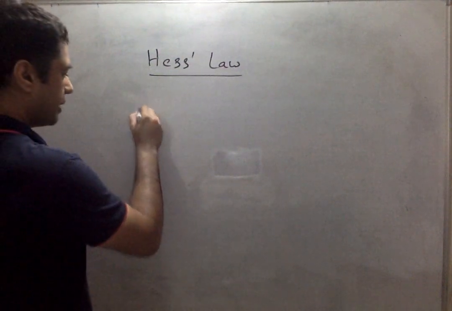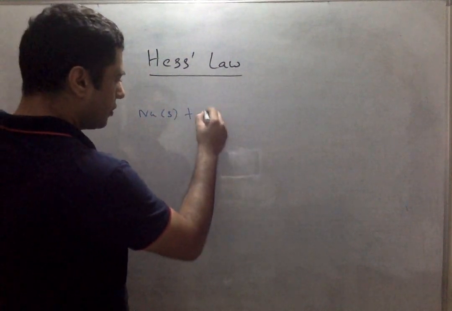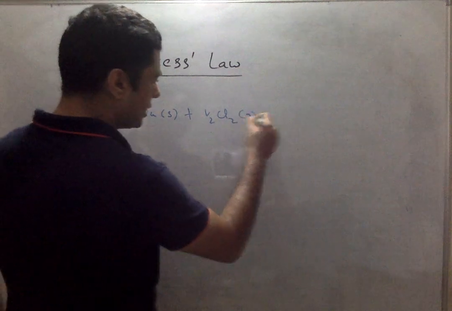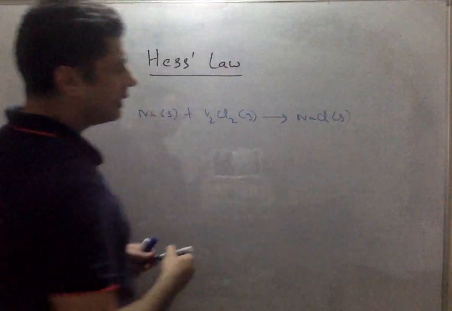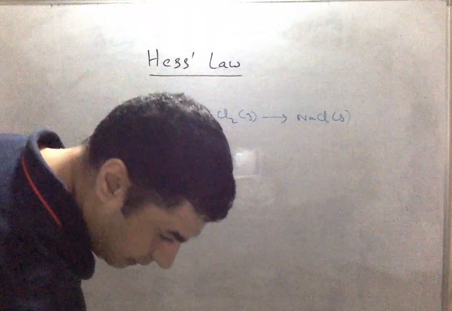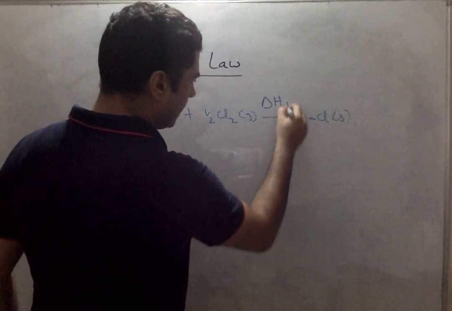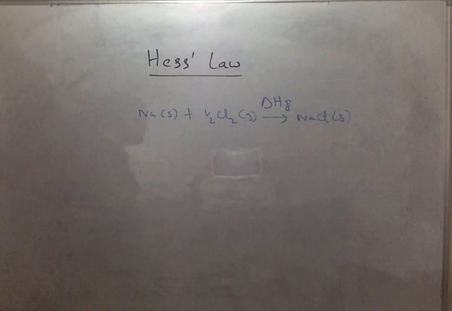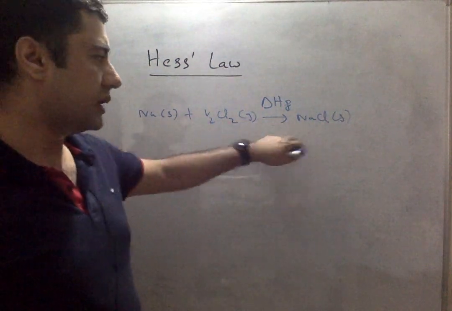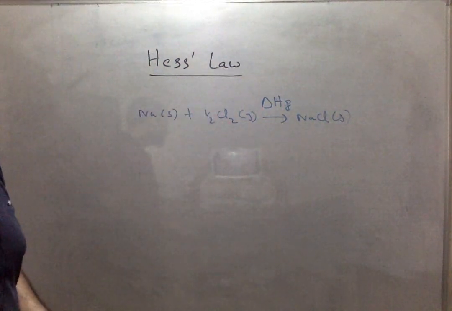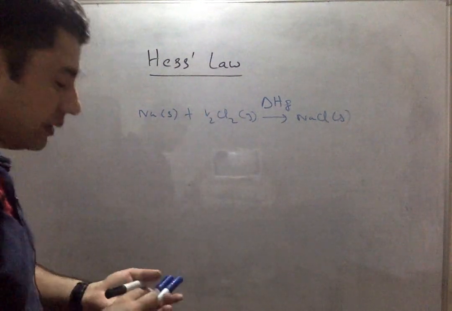So our first process will be the formation of sodium chloride using this process. So we end up getting NaCl solid, and this particular energy is referred to as enthalpy of formation, delta HF. This is the enthalpy of formation of sodium chloride. But then, since this is a direct process, we can always go for indirect ways also. We can make sodium chloride in an indirect way also.